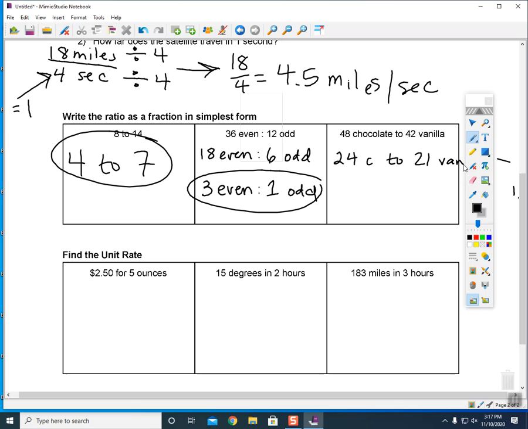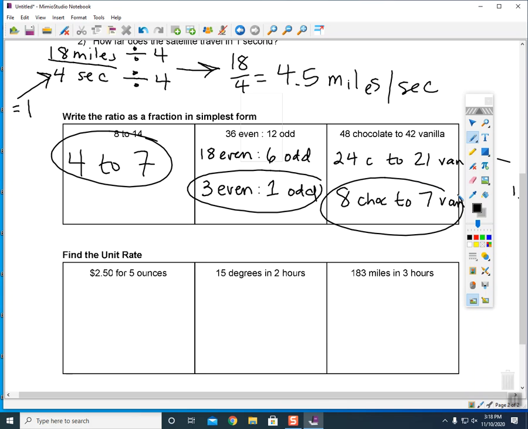So now I'm looking at, okay, I've got 24 and 21. So something that goes into both of those. Well, I know that 3 goes into both of those. So 3 goes into 24 8 times. So I would have 8 chocolate to, and then 3 goes into 21 7 times. So then I would have 7 vanilla. So here's what I want to say about this. This is as simplified as I can go.